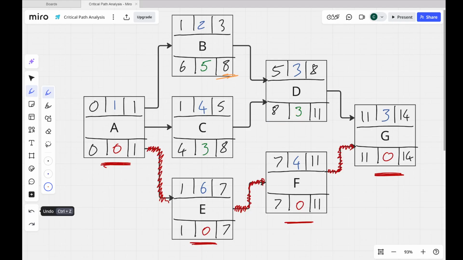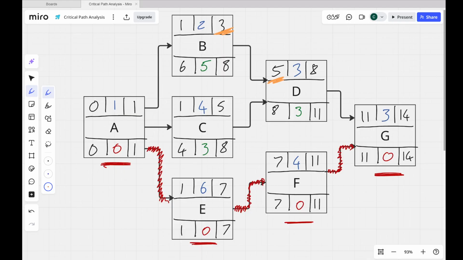Free float, though, is how much wiggle room I have before I affect the start of the next task. So if we look back at D again, D starts on day 5. And that's because C finishes on day 5. B, however, is expected to finish on day 3, which means provided B finishes before day 5, nothing will change. So what I'm looking at here to determine my free float is this number and this number. Is there a difference between them? And the way to look for free float is where there's more than one arrow going into a task, there might be an opportunity for it.